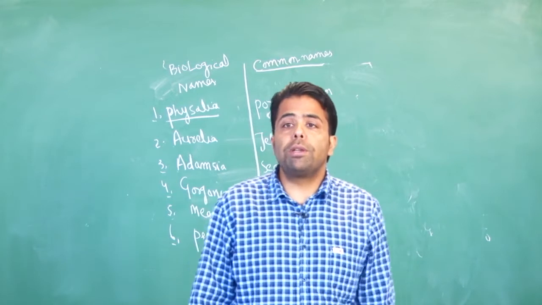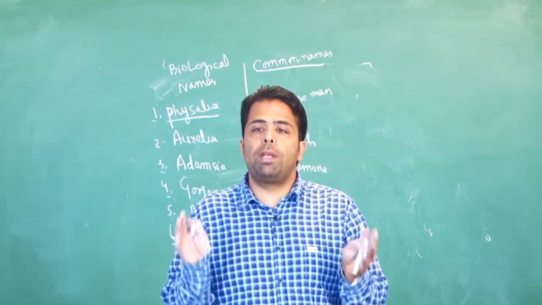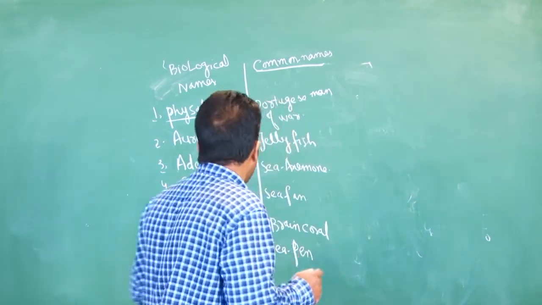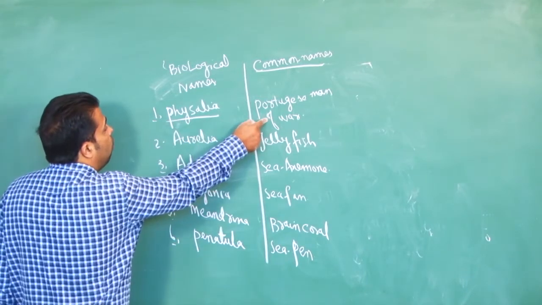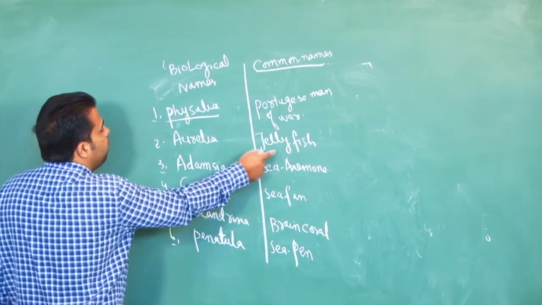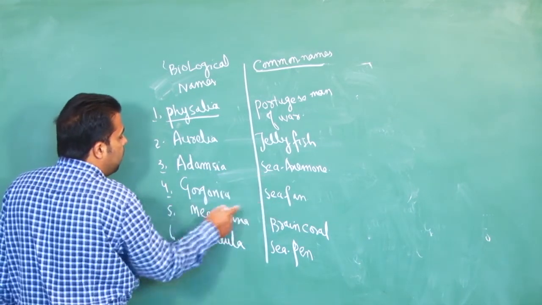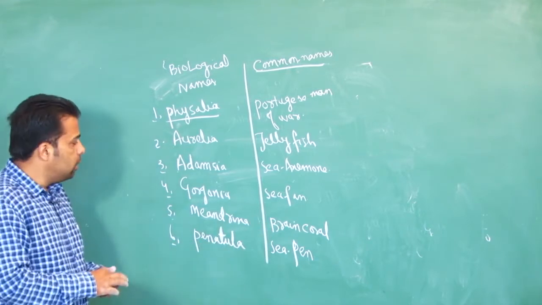So dear students, we are discussing some examples of Coelenterata along with their common names. The first one is Physalia. Physalia is called as Portuguese man of war. Arulia is called as jellyfish. Adamsia is called as sea anemone. Gorgonia is called as sea fan. Meandrina is called as brain coral. And Pinnatula is called as sea pen.